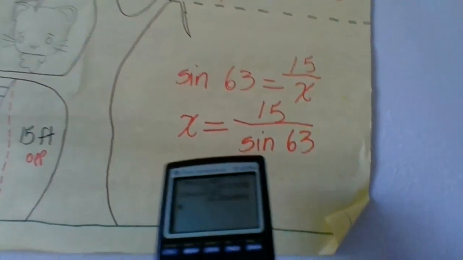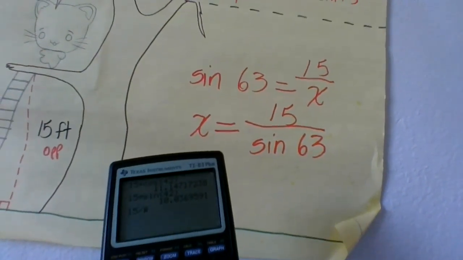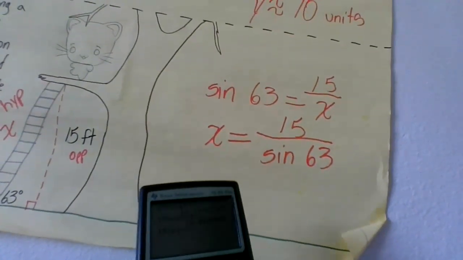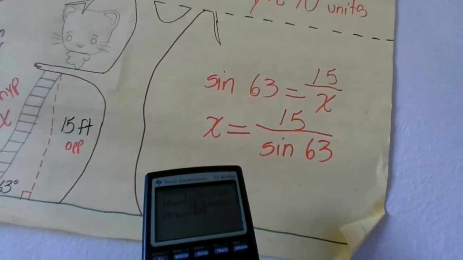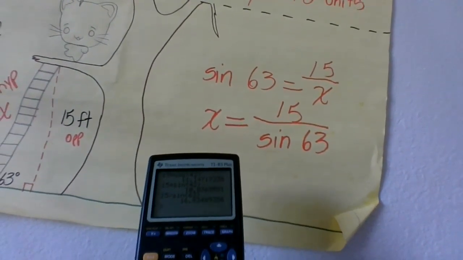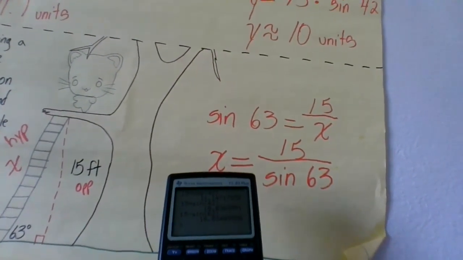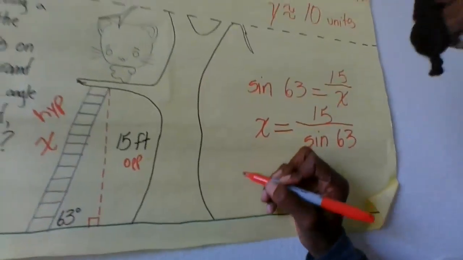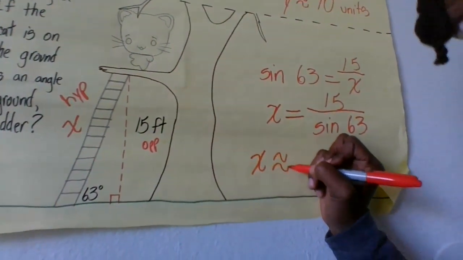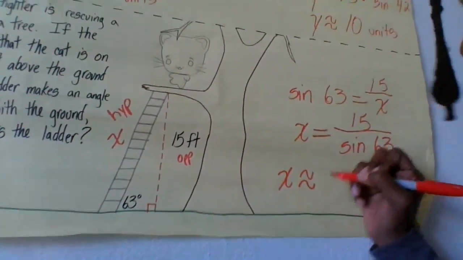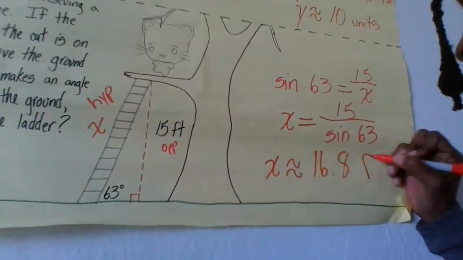Once again, this is all straight calculator work. I'm going to use this handy dandy calculator right here. Let me put in 15 divided by sine 63, and close that parentheses. I get, okay, so that missing side, that ladder, is about 16.8 feet. So my X, the length of the ladder we're going to use to get that cat out of the tree, is about 16.8 feet.